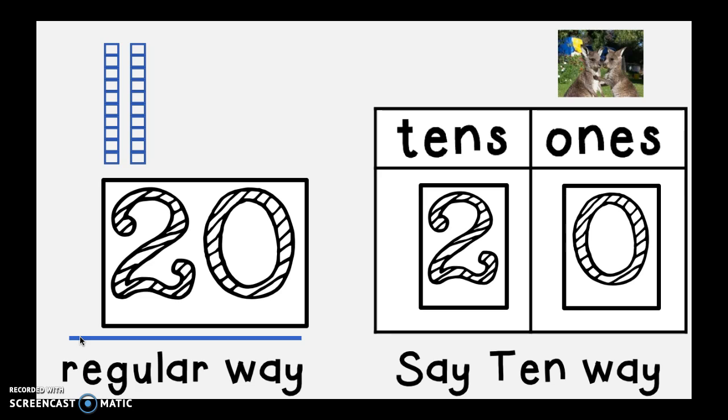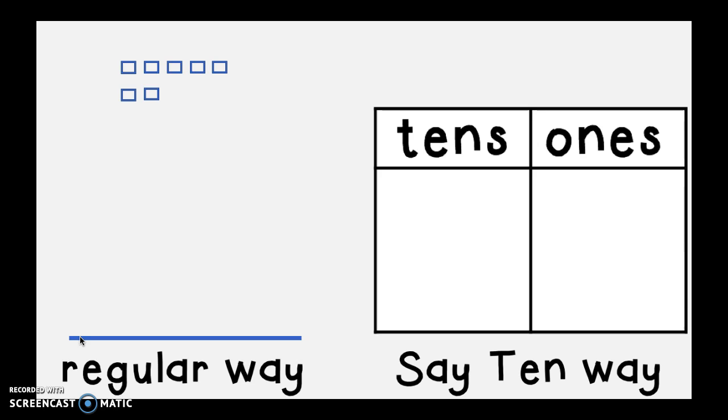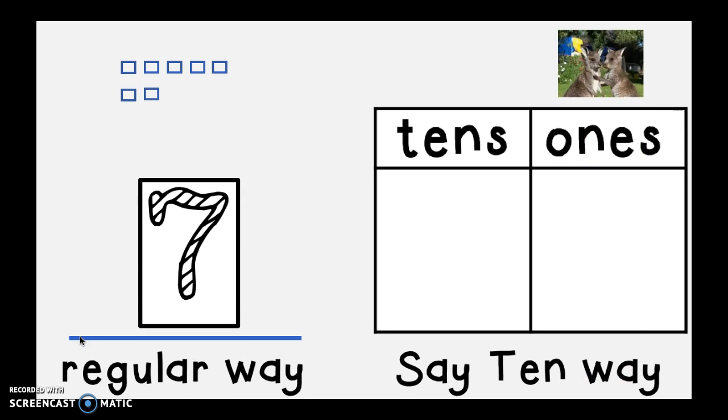I'm going to trick you one more time, though. Don't get nervous. What about this one? Go ahead and try to write this picture the regular way and then the say 10 way and see if I'll get you on this one. All right, are you ready? First of all, let's do it the regular way. I don't see any 10s, so there are no 10s to count, so I'm just counting by ones. 1, 2, 3, 4, 5, 6, 7. So the regular way would be 7, because that's how many ones I see.